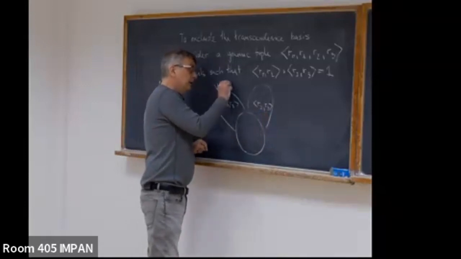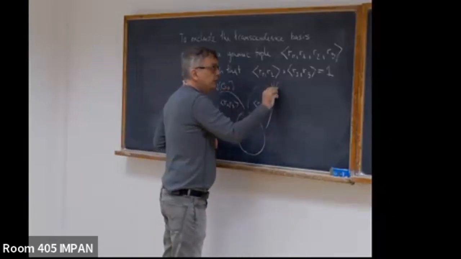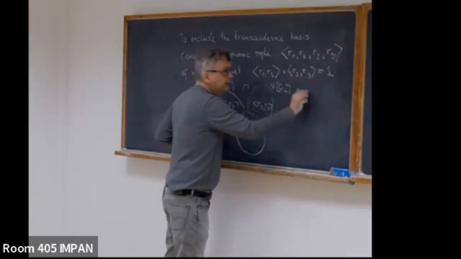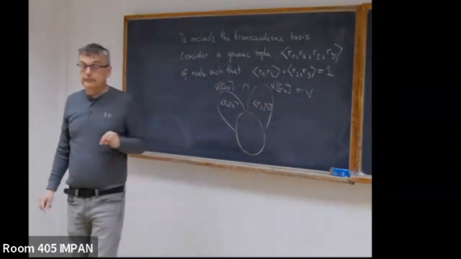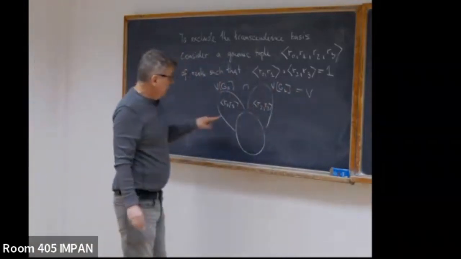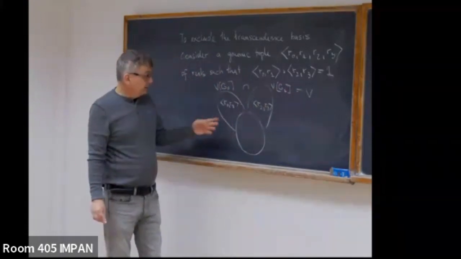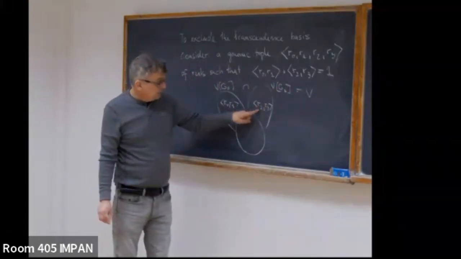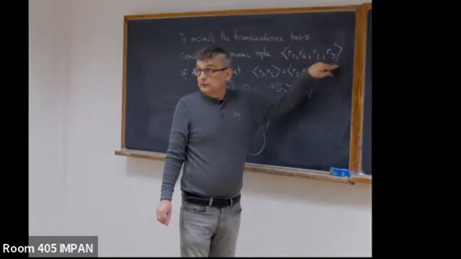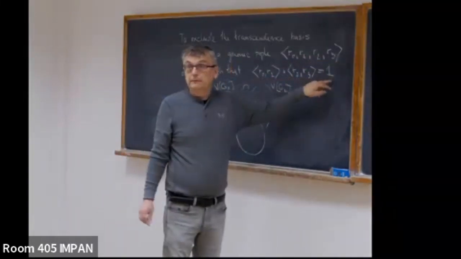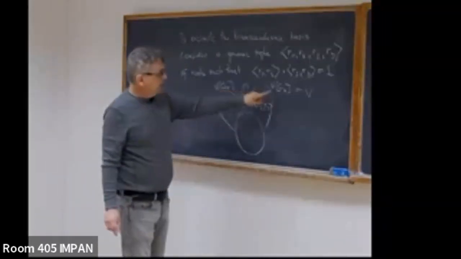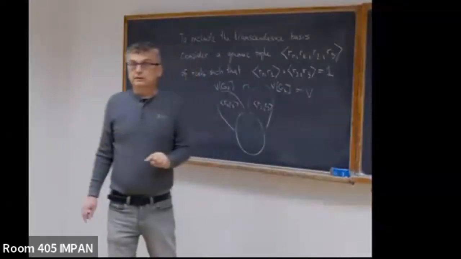Then the key part is that VG0 and VG1, the intersection of these two, is equal to V. That's not so easy, okay? Why is it not so easy? Because these four are not mutually generic, because they satisfy this. But it actually is the case for this intersection.